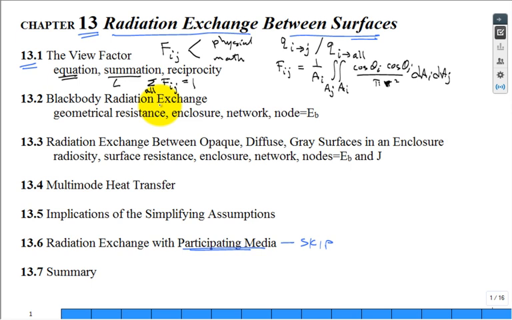The other one is reciprocity. So the area I, view factor I to J, is equal to area J, view factor J to I. That looks pretty abstract mathematically, but it says this basically.